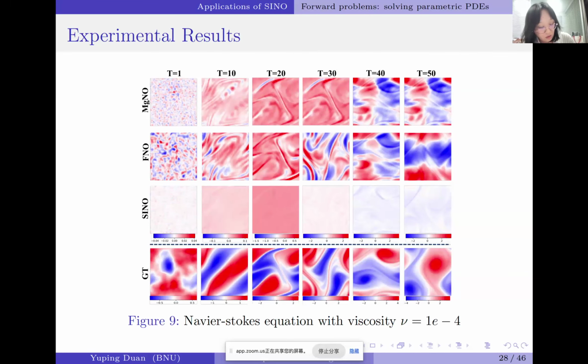This is the low viscosity Navier-Stokes case. The flow contains finer structures, so the prediction is more difficult. The difference becomes more visible at later time steps, and SINO still gives more stable long-term results. So the residual is visibly small.